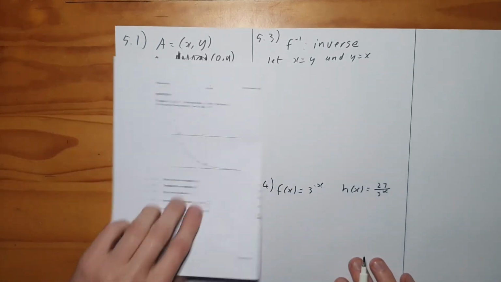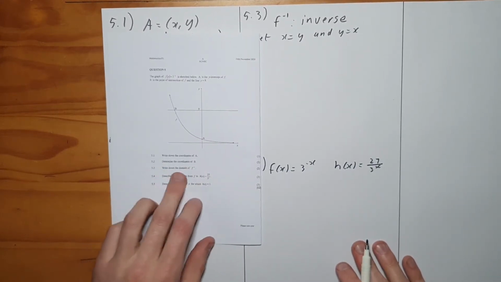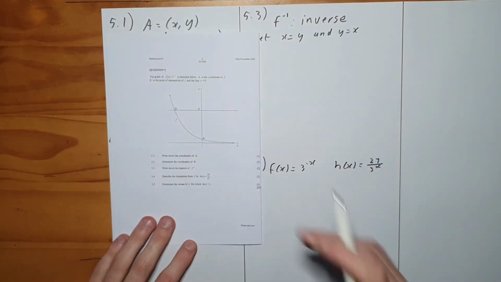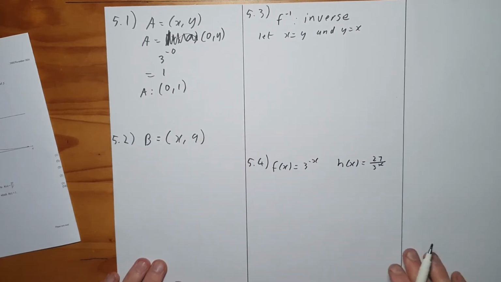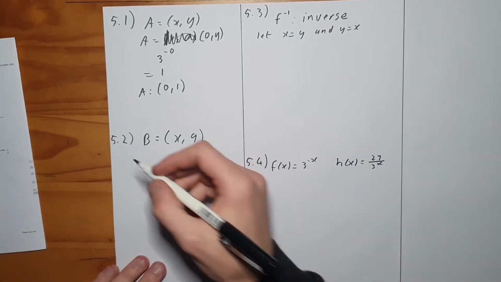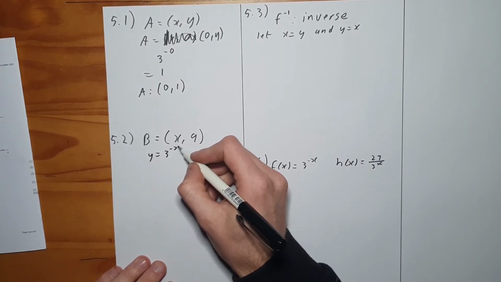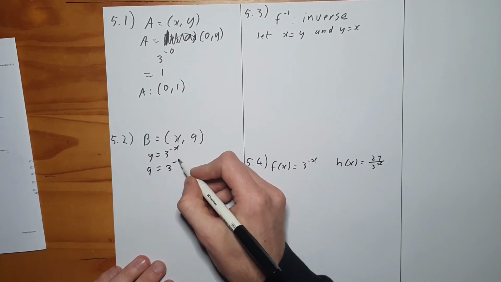Okay, now for B it says determine the coordinate of B. 5.2, we're finding B. Now we can see that B is in line with 9. So we have the y coordinate already, it's 9. We just have to find the x coordinate. Once again our equation is y equals 3 to the negative x. So we have that 9 equals 3 to the negative x.